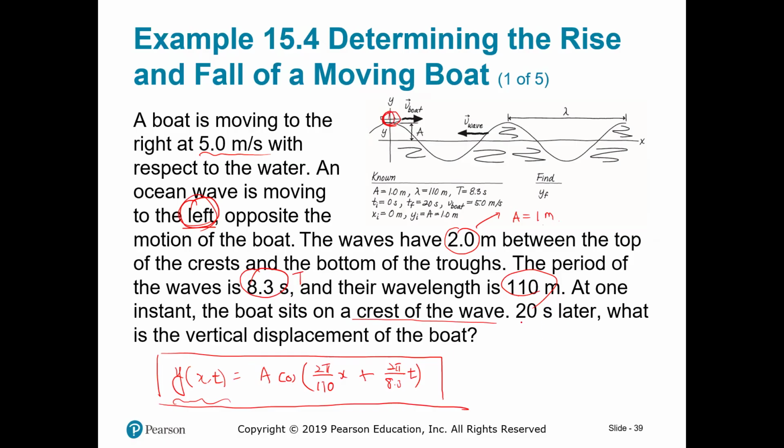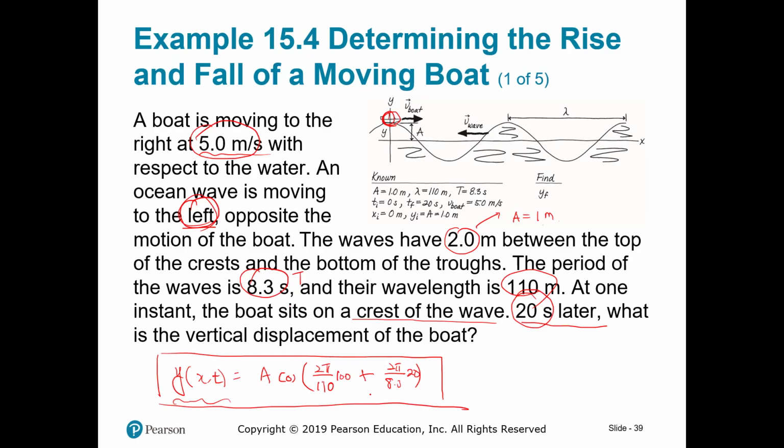And then 20 seconds later, what does that mean? Small t is 20 seconds. So the only variable you want to find is x, but you can find x as well. Initially the boat was going 5 meters per second, and then travels for 20 seconds. So its position has to be 100 meters, which is 5 times 20. So your x is 100.